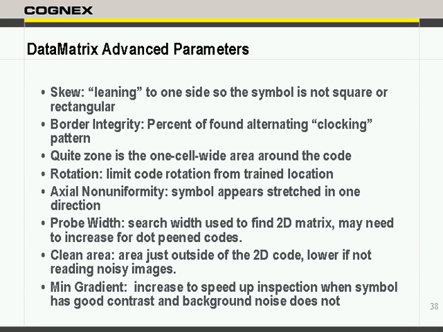Now, the end part of this data matrix: some things that you should know about when it comes to the advanced parameters. I showed you what some of those are, but basically you're going to be able to take advantage of analyzing the skew, the border integrity, the quiet zone, is it intact, or how restrictive you're going to be on that, how rotated it is, or any rotation limitations that you want to apply, as well as other things like non-uniformity, probe width, the clean area around the actual tool or the actual mark, as well as the minimum gradient or the intensity that has to be found between the actual mark and the background as well.